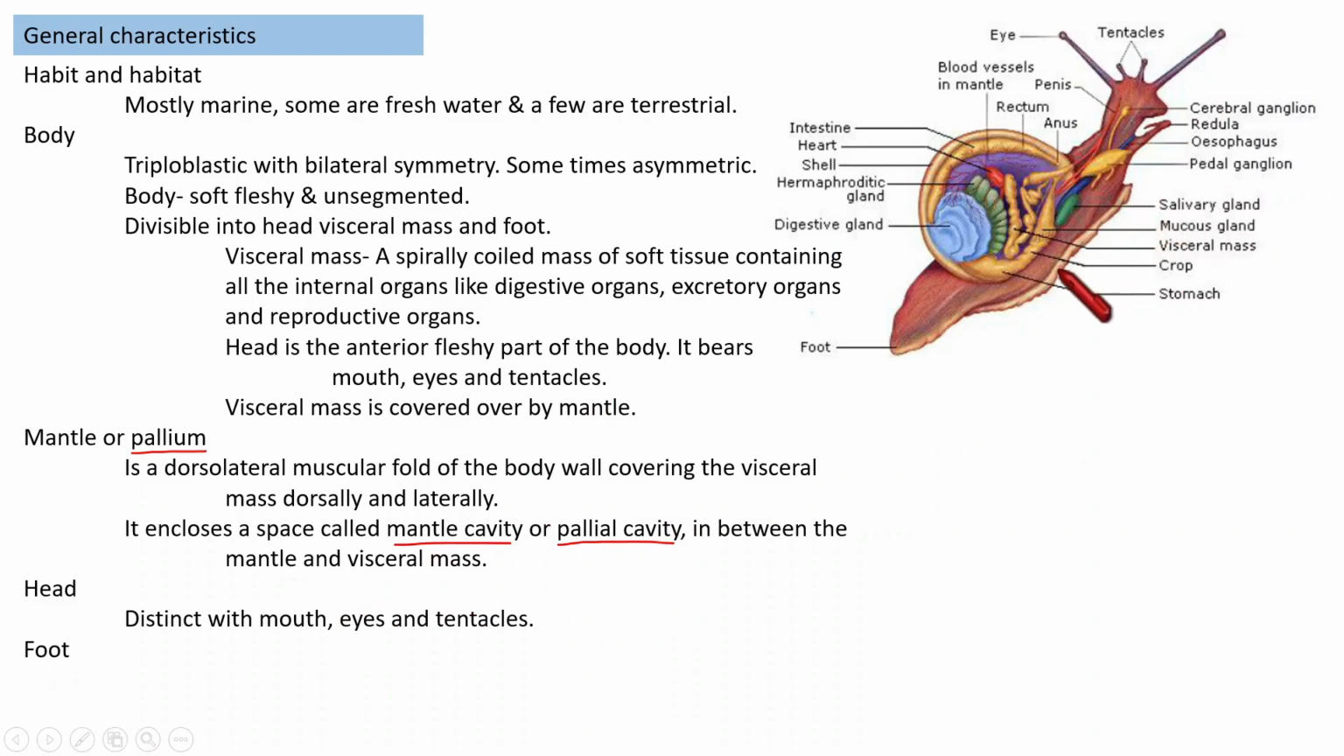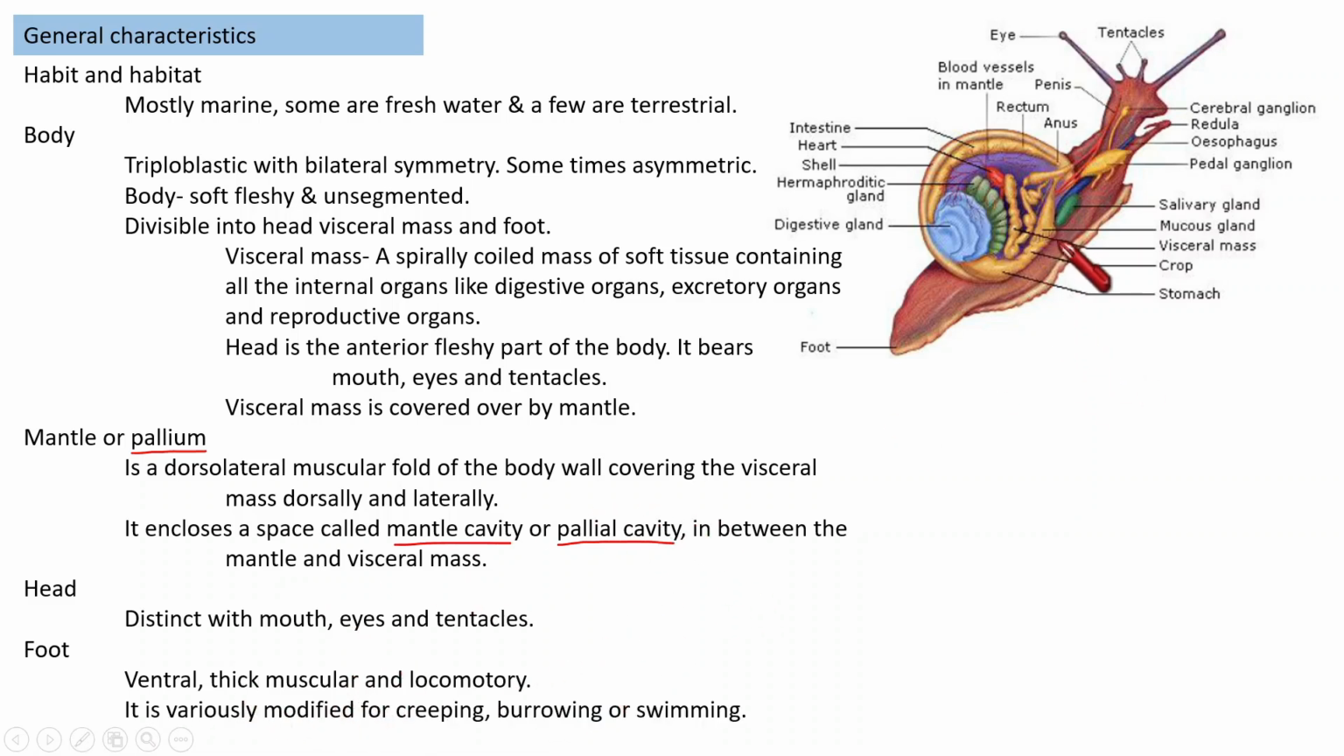Then foot, here we can see the foot area. It's ventral, thick, muscular, and locomotor. That means it is helping locomotion. And that foot is variously modified. It is modified from one species to another depending upon its mode of locomotion, how it is moving, whether it is creeping, or burrowing, or swimming. So based on their mode of locomotion, that foot portion is modified diversely among different species.